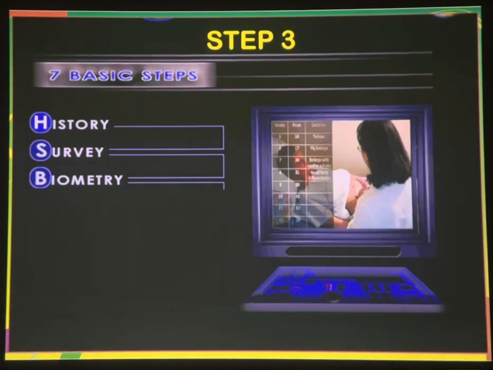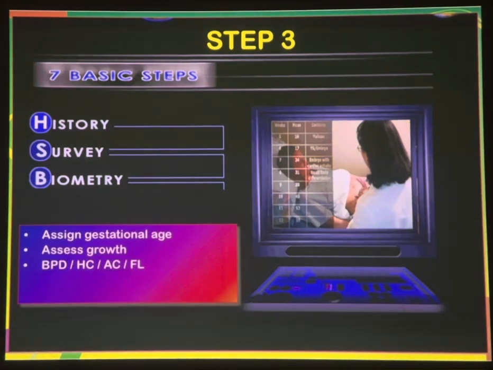Then comes biometry. In biometry, we have to assign the gestational age and assess the growth, just like biparietal diameter, head circumference, abdominal circumference and femur length.